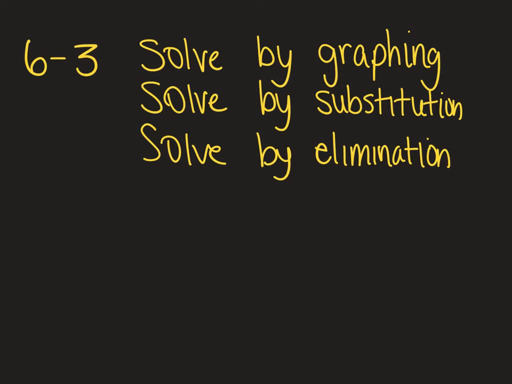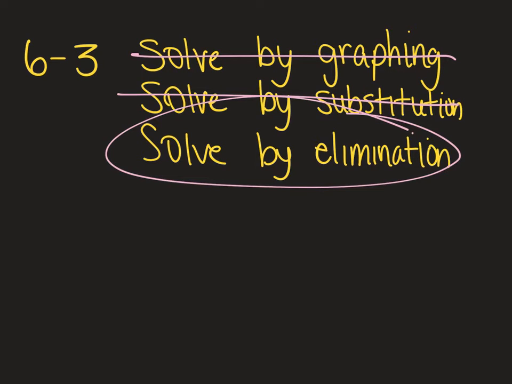All right, today's video is chapter 6, lesson 3. We have solved by graphing. That's not today. We have solved by substitution. But that is not today. We are going to solve by elimination. We're going to eliminate someone, make them gone, be off with you.